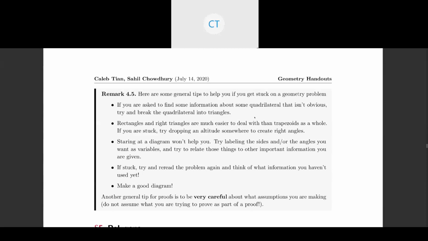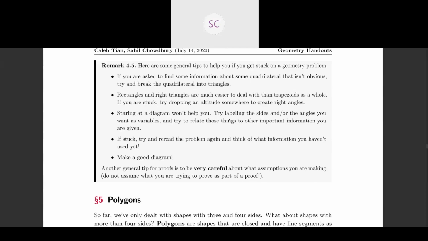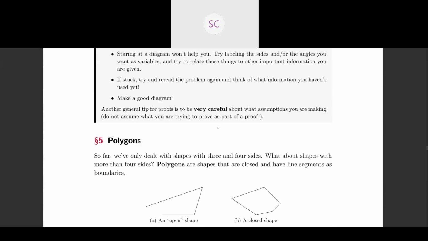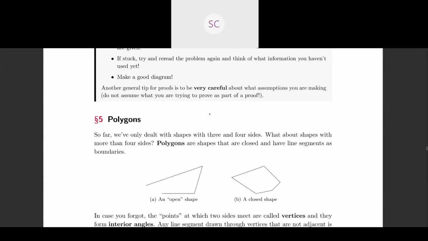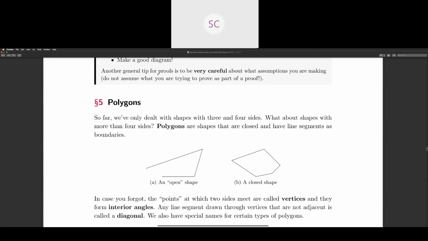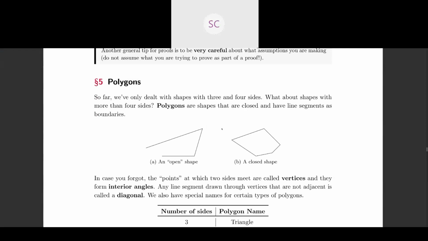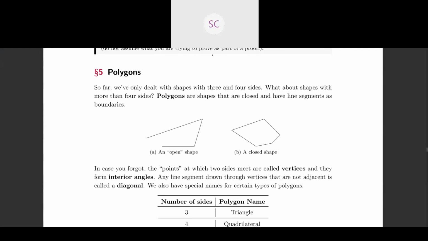And here are some good general tips when you're trying to solve a problem with quadrilaterals. And as I said, we're not going to be dealing with quadrilaterals for the rest of this lesson. So we're going to start on polygons. So I'm going to give this over to Caleb. Caleb, do you want to start on polygons? Sure. One step. All right, let me pull it up.